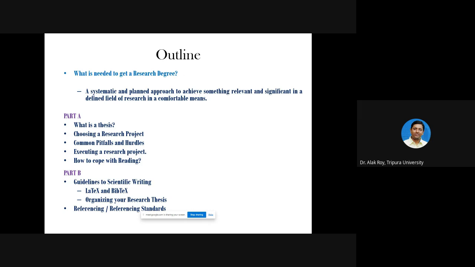So, research, what is needed to get a research degree? A systematic and planned approach to achieve something relevant and significant. Okay, so what is the aim? Something relevant and significant in a defined field of research. Okay, so whatever you will find, that should be relevant. Like if you are planning to work in image processing, then it should be a relevant topic. Okay, it should be a significant topic in the defined field of research.